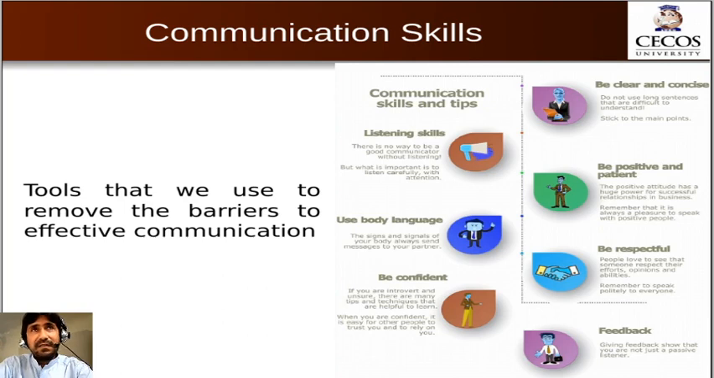You can listen to their impressions, to their feelings, and also to the questions that they are going to ask. You can also listen to their feedback or their suggestions at the end of your presentation. So listening is an important skill. Similarly, you have to use body language while you are giving your presentation.